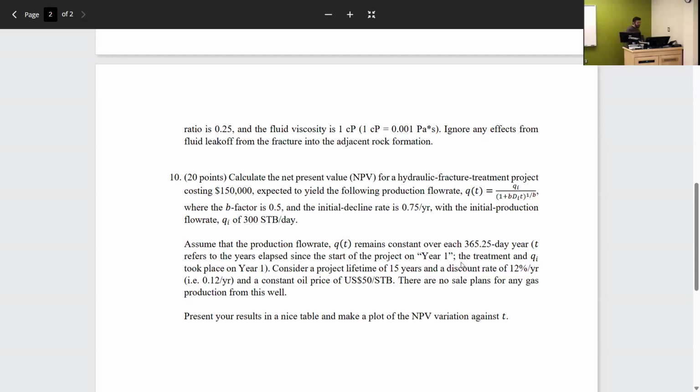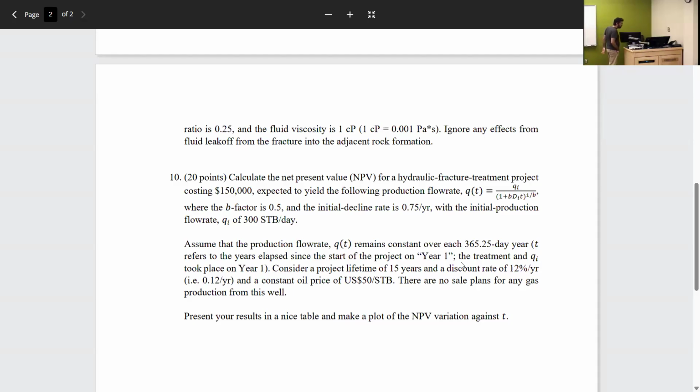When I wrote this homework, it was like 2 years ago. There are no sale plans for any production from this well. Present your results in a nice table and make a plot of NPV variation against time.